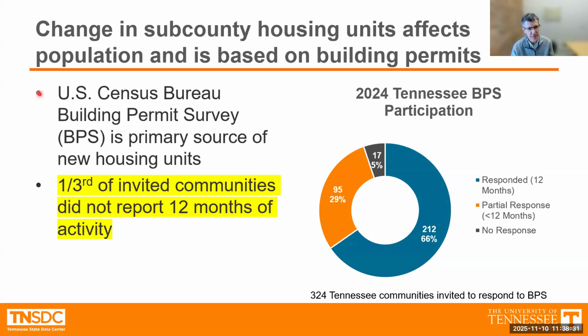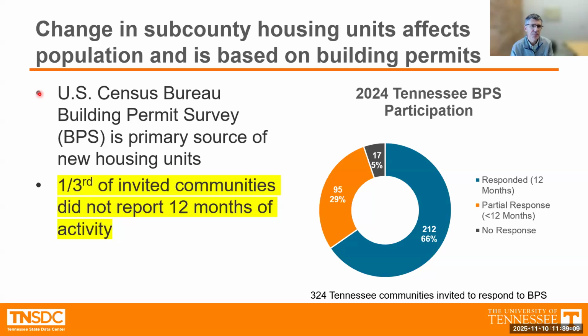It goes to the building chief. The building chief is supposed to provide information about the number of new units, the value of those units, and in some cases, information about the number of buildings when there are multi-dwelling structures that have been permitted. So of the 324 communities that were invited to participate, not everyone responded either completely or at all. So only two-thirds of communities have 12 months of building permit survey activity that was reported in 2024.